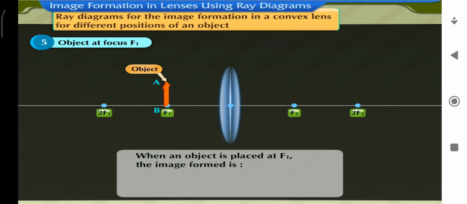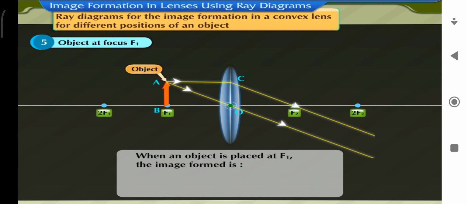Object at focus f1. The ray AC passes through f2, while the ray AO passes through the optical center without any deviation. The two rays travel parallel to each other after passing through the lens. The rays will meet at infinity. Hence, the image will be formed at infinity, which is highly magnified, real, and inverted.